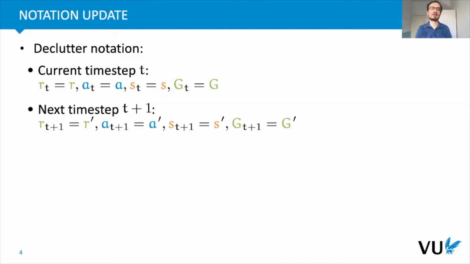But first we're going to make the notation a little bit easier to work with. We're going to be removing all the time-based indices. So instead of saying R_t, the reward at time step t, we're just going to use R. Instead of A_t and S_t at time step t, we're just going to use action A and state S, etc. Also for G_t. And for the next time step, the reward at t plus 1, we'll just be using R prime, and the action at t plus 1 we'll be using A prime, etc.